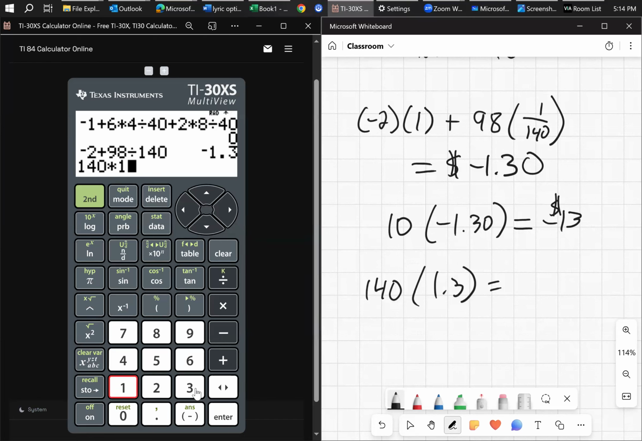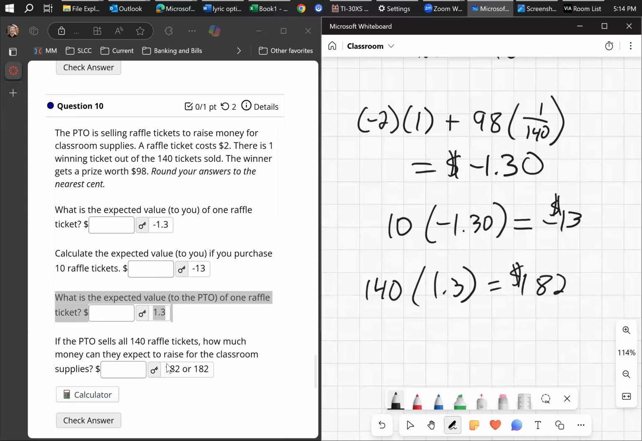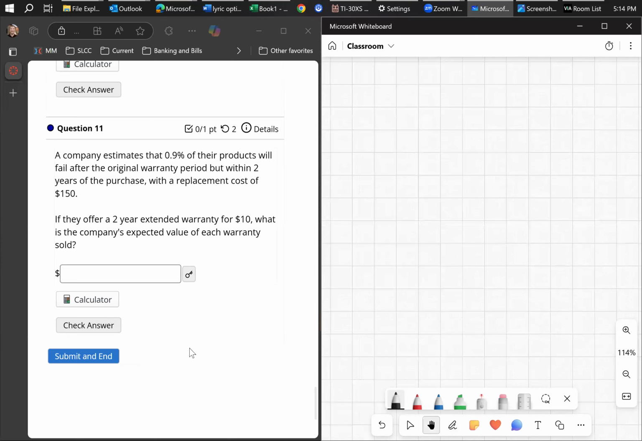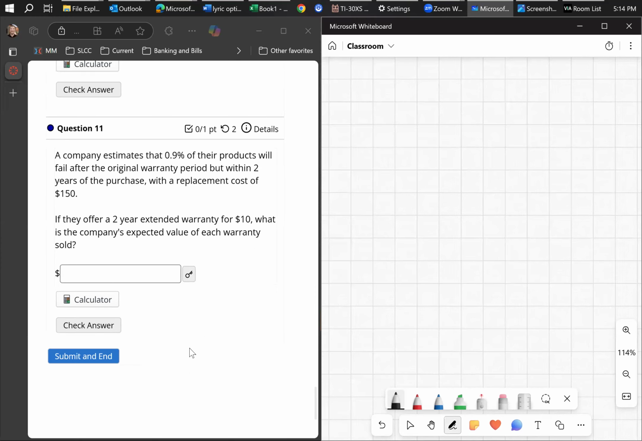There we go. 1.3, $182. That's how much they will make if they sell 140 raffle tickets. Beautiful. Last question. A company estimates that 0.9% of their products will fail after the original warranty period, but within 2 years of the purchase, with a replacement cost of $150. So they sell a 2-year extended warranty for an extra $10, so that if it fails within those extra 2 years, they'll pay you $150.